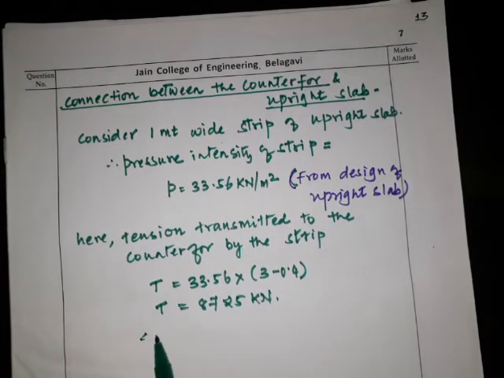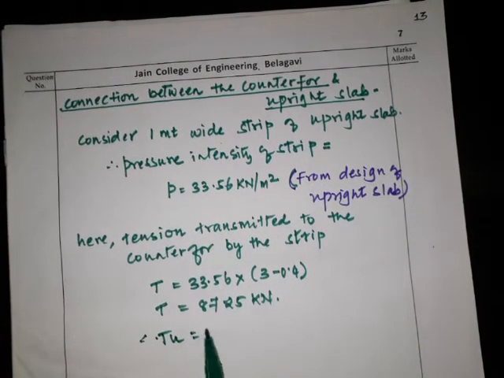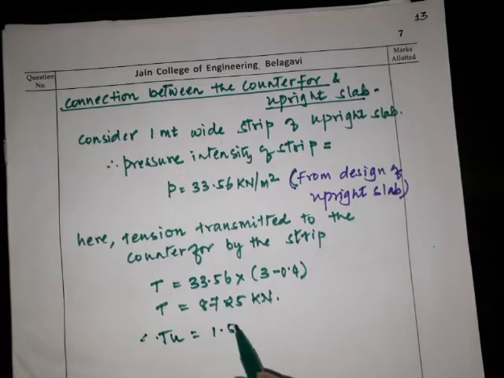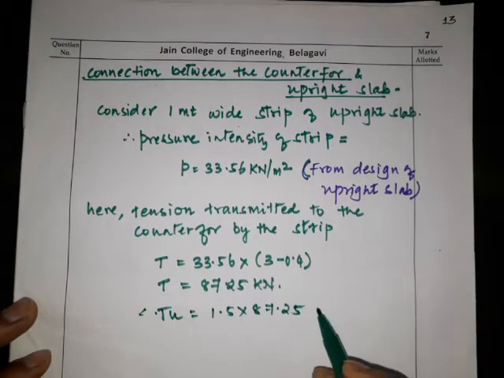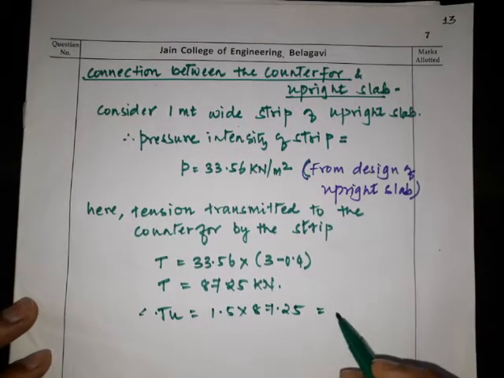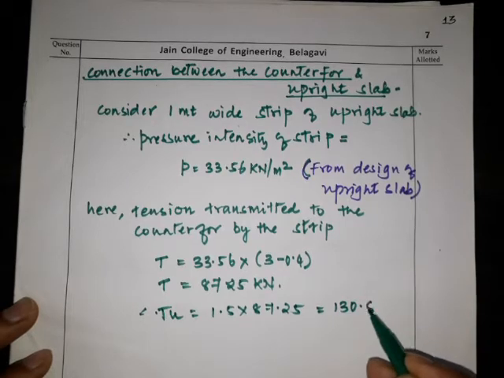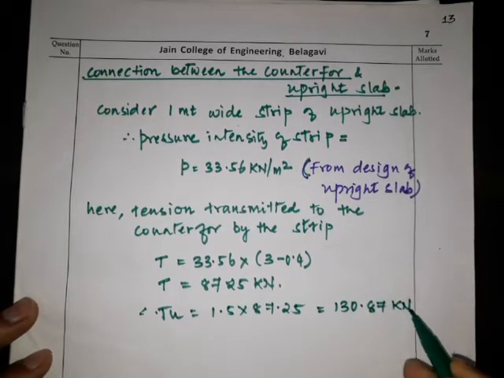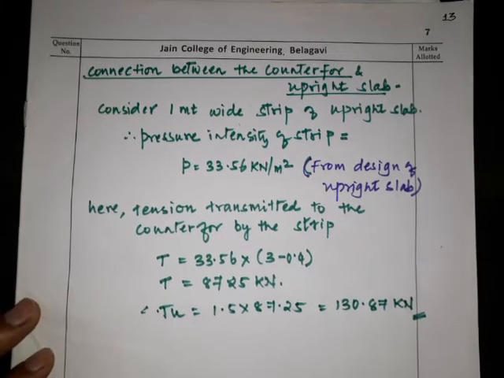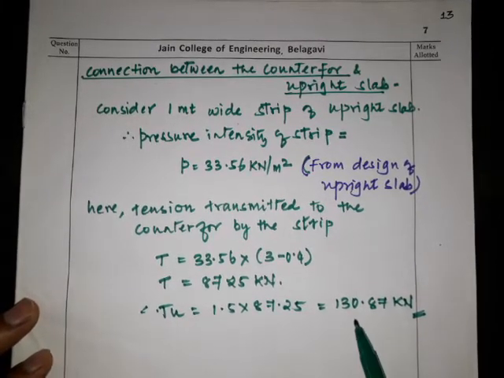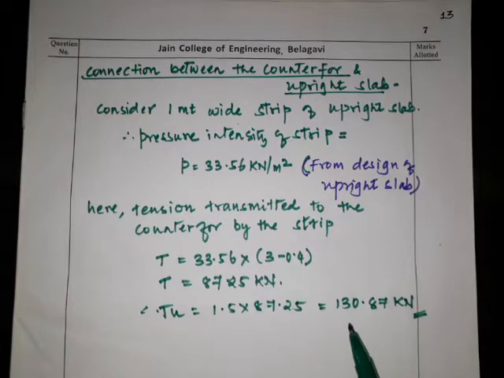So therefore TU is equal to 1.5 times 87.25. So we get TU is equal to 130.87 kilonewton. That is the total tension transferred over the counterfort through the stem.